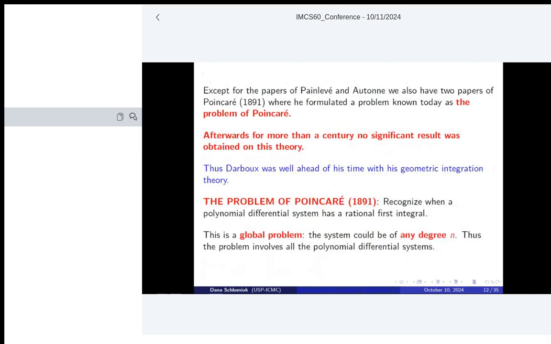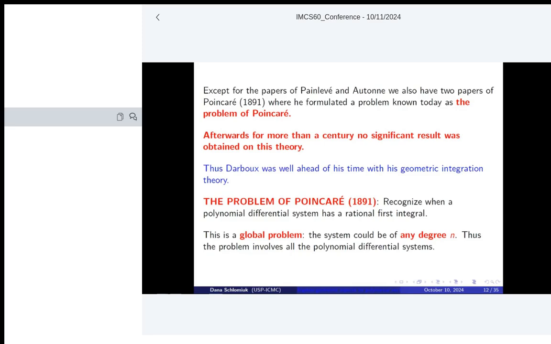Next page, please. Now, except for the papers of Painlevé and Autonne, we also have two papers of Poincaré published in 1891, where he formulated a problem known today as the problem of Poincaré. For more than a century, no significant result was obtained in this theory. Thus, Darboux was well ahead of his time with his geometric theory of integration. Now, the problem of Poincaré formulated in 1891 is the following one.